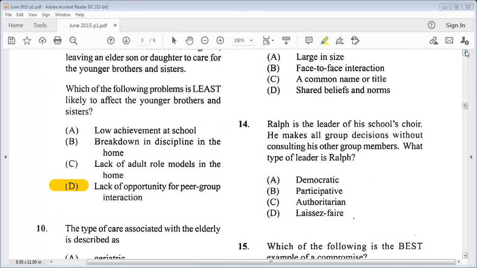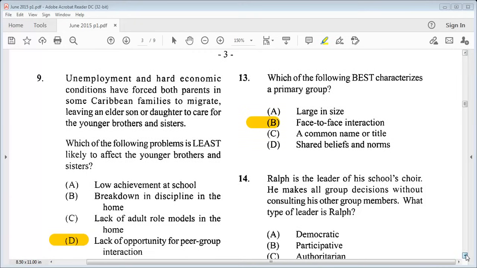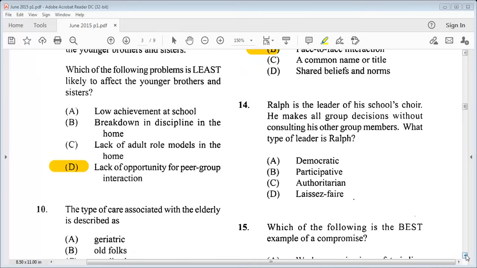13 says, which of the following best characterizes a primary group? So we know it is B, face-to-face interaction. 14 says, Ralph is the leader of his school choir. He makes all group decisions without consulting his other group members. What type of leader is Ralph? We know it is C, authoritarian.